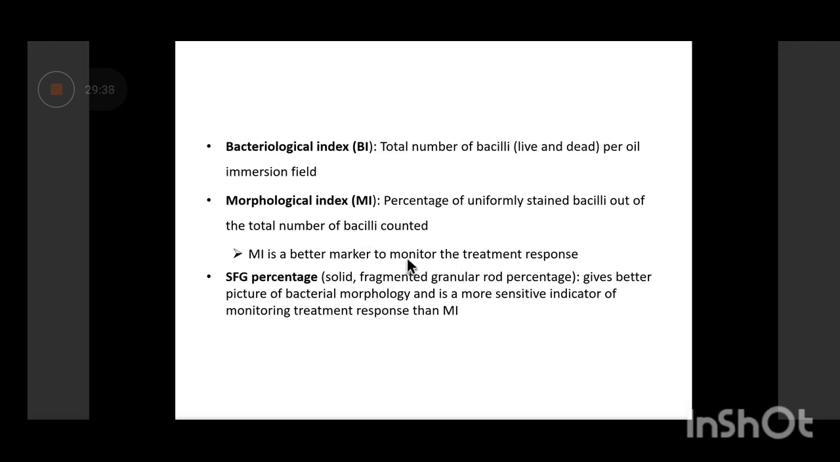Following clinical improvement by treatment, if the treatment is proper and the patient is responding, then your MI should fall, because the live bacilli will decrease. And your bacteriological index will go up because dead bacilli will also be seen. So the number of dead bacilli will increase and the number of live bacilli will decrease. In total, your morphological index will go down and your bacteriological index will go up.